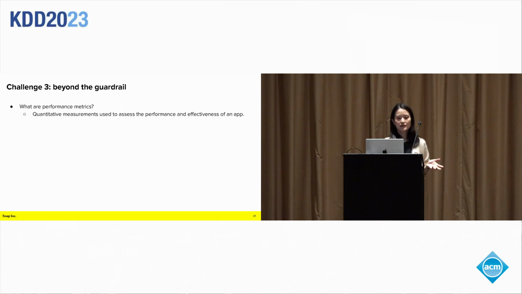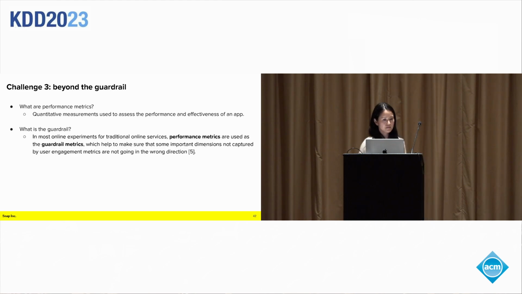So first of all, let's take a look at what performance metrics are. Performance metrics, generally speaking, are quantitative measurements used to assess the performance and the effectiveness of an app. For example, app response time, app load time, camera latency, or sending latency time. These are all considered app performance metrics.